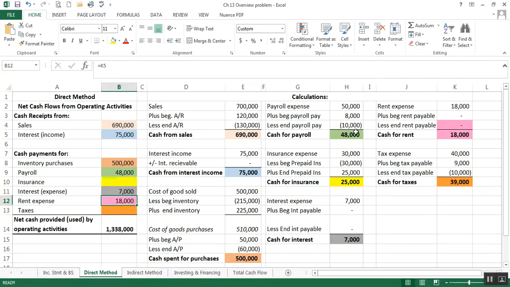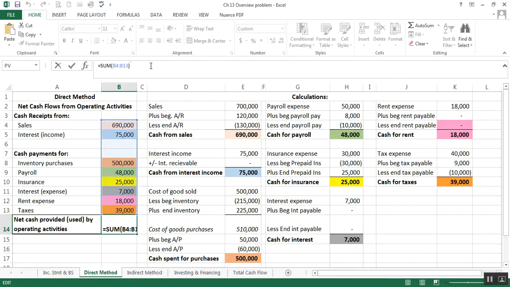Now here's another tricky one with insurance. Insurance is an expense, but the related balance sheet item is prepaid insurance. Okay? So we're going to subtract the beginning and add the ending, which gives us $25,000. And then that leaves us with our tax expense, add the beginning, subtract the ending. Okay? So now let's go to the balance sheet.